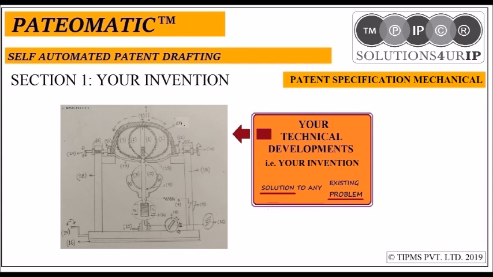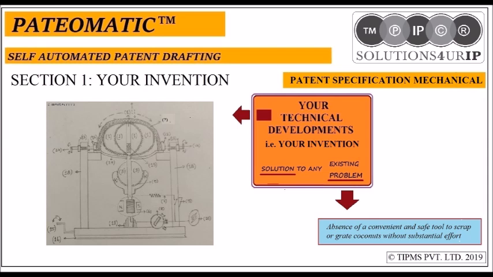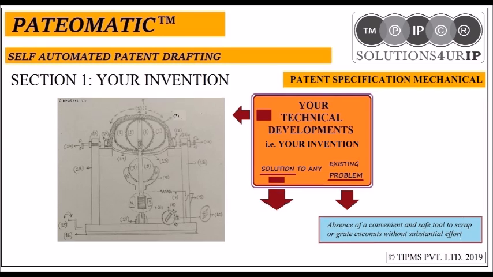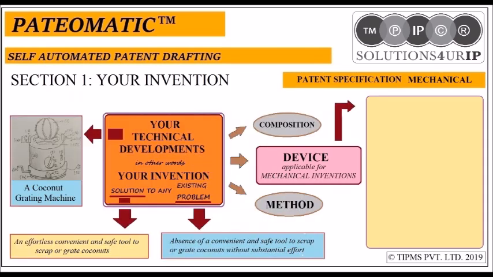In this case, since you developed a new device, the problem you might possibly say is the absence of a convenient and safe tool to scrape or grate coconuts without any substantial human effort. Anybody would acknowledge that coconut grating is difficult in terms of holding the coconut, needs application of considerable human strength, takes a lot of time, and the harvest is always untidy. So the problem is now defined. The solution to the said problem is to make an effortless, convenient and safe cutting tool to scrape or grate coconuts. Thus, now we land into our basic definition of our invention.